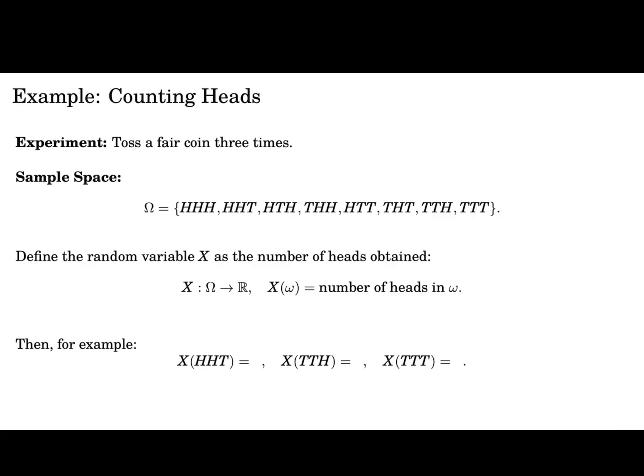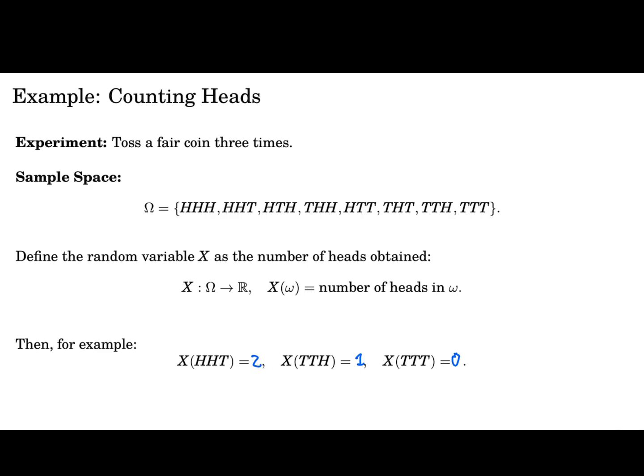For example, if our sample is heads, heads, tails, then the number of heads is equal to 2. So when you compute X of heads, heads, tails, you should get 2. X of heads, tails, tails gives you 1, because there's only 1 head there. X of tails, tails, tails will then be 0, because there are no heads. Another way to think about it: the random variable doesn't remember the whole outcome itself. It just gives you the number that you're interested in.